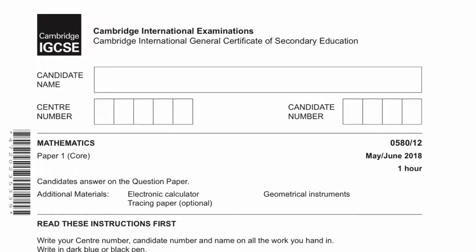Today we are going to solve Cambridge IGCSE Mathematics Paper 1 Core 0580 Variant 1-2 May-June 2018 from question number 17 onwards.